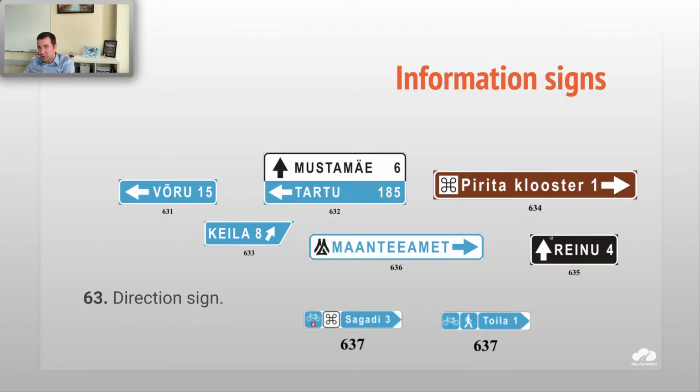So if you see the sign, you can see that you can go to Reinu, for example, but it's a private road, so you need a special permission before you can use it. And they can also have the same signs for bicyclists, for example below, and also for bicycles and pedestrians. So these are for the bicycle lanes and for the pedestrian roads.